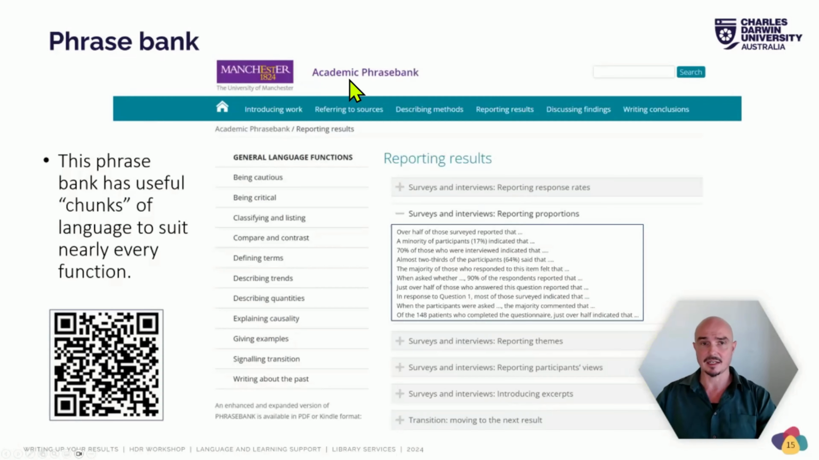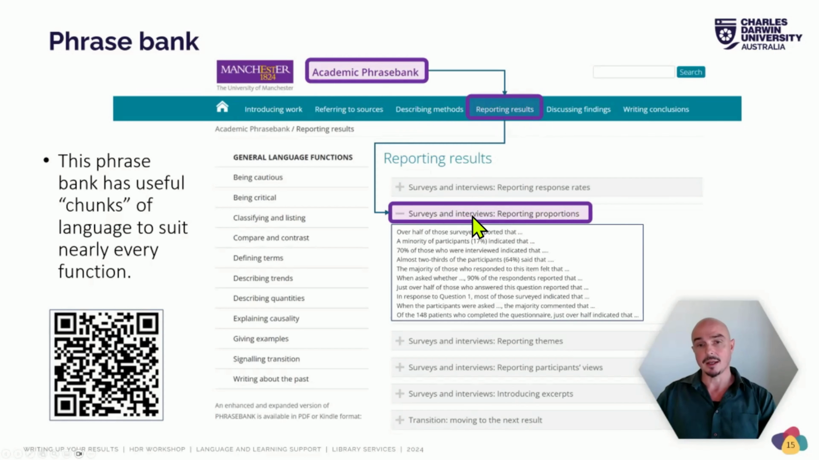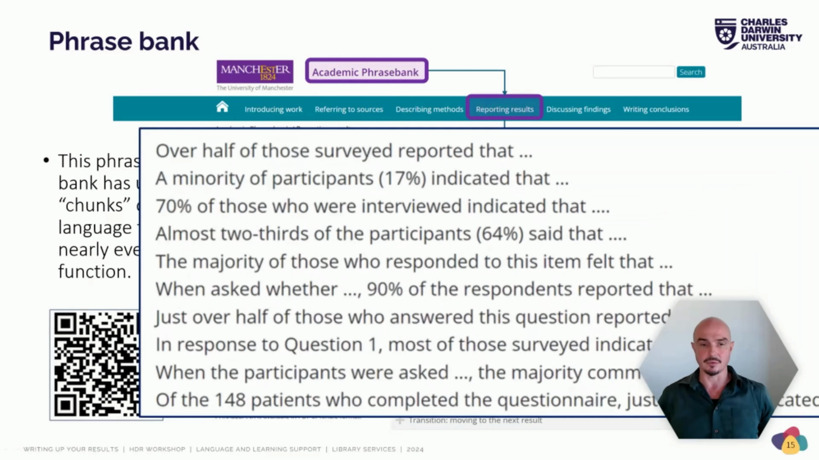The Manchester Academic Phrase Bank is an awesome resource. Get to it by scanning that code or just typing that into Google. Depending on the part of your thesis that you're writing, in this blue bar along the top, you can find very useful language. So we're reporting our results, so you go there. Let's say we're reporting survey and interview results. Click on that, and it'll give you little chunks of useful language that you can adapt to your needs.